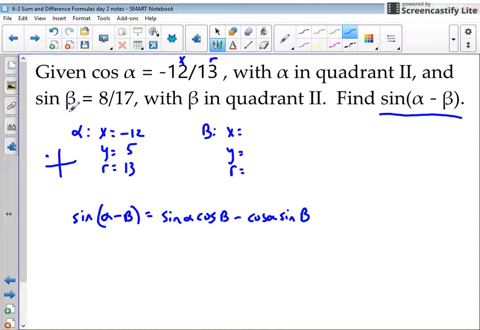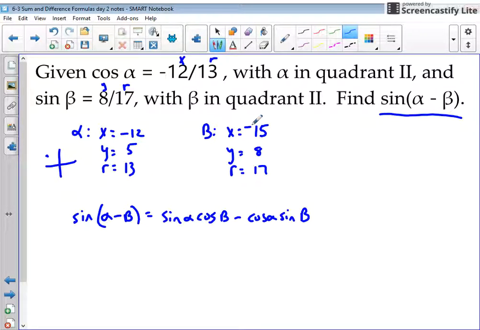For beta, we're told that the sine of beta is 8/17. So if that's the sine, that means this is the y value and this is the r value. So the y value is 8 and the r value is 17, which leaves us with 15 for x. Now beta is also in the second quadrant, which by the way, the angles aren't always in the same quadrants. But in this case, beta is also in the second quadrant. Therefore, the x value must be negative over there.